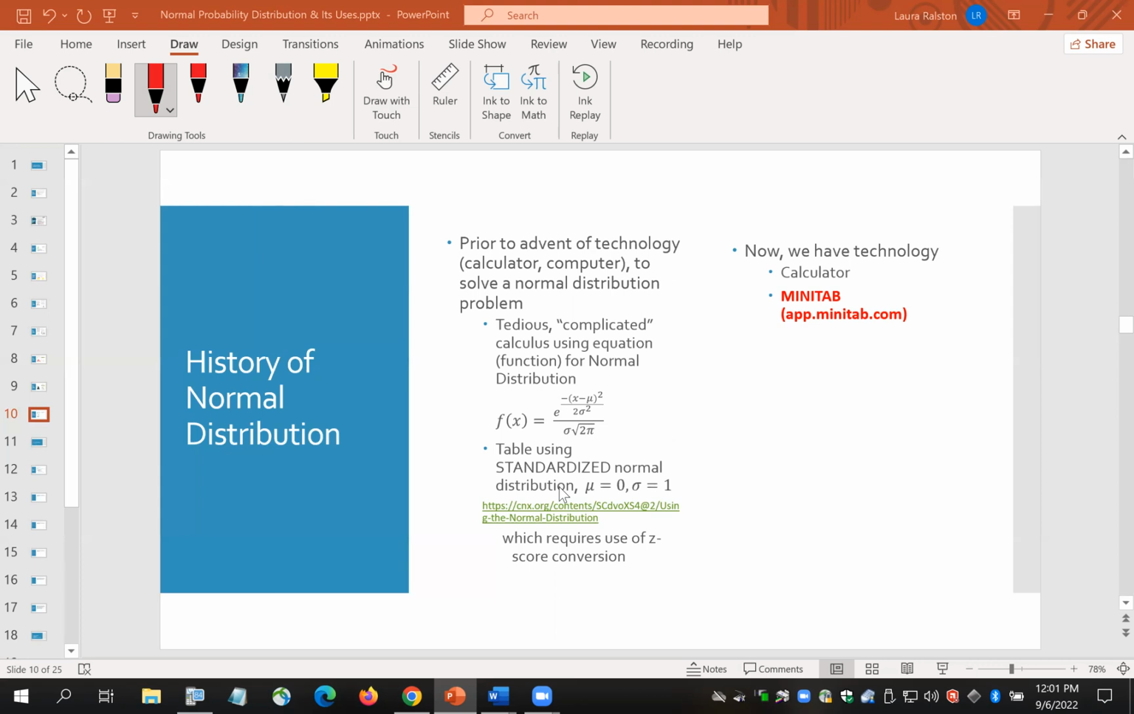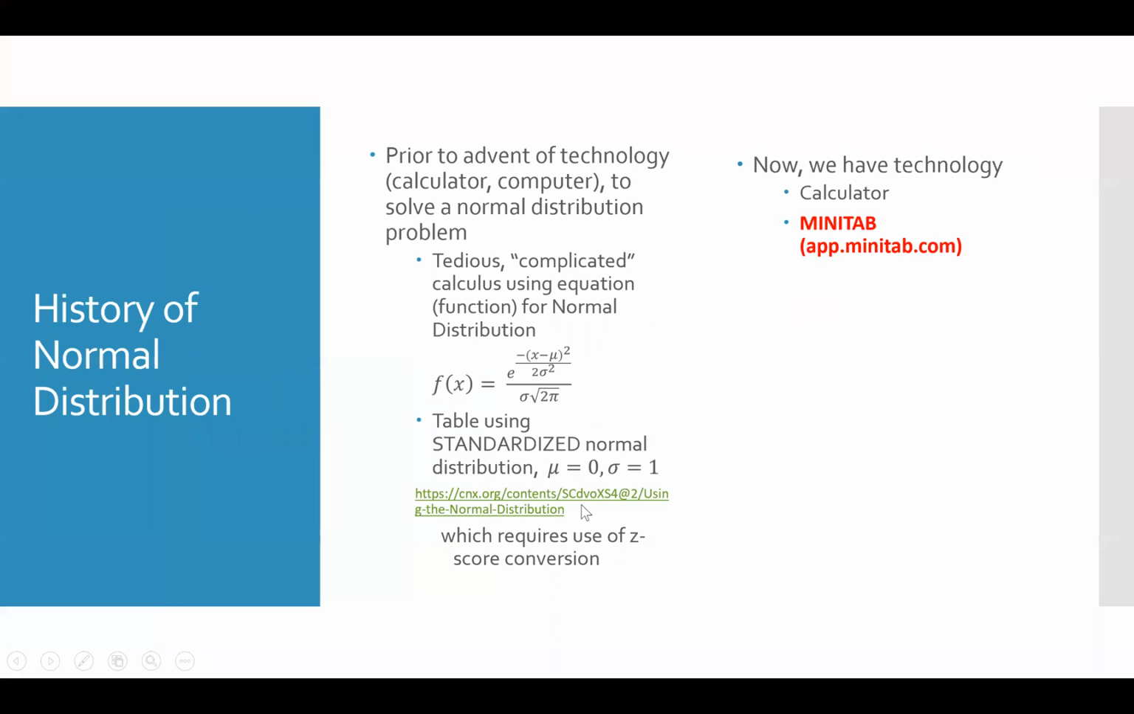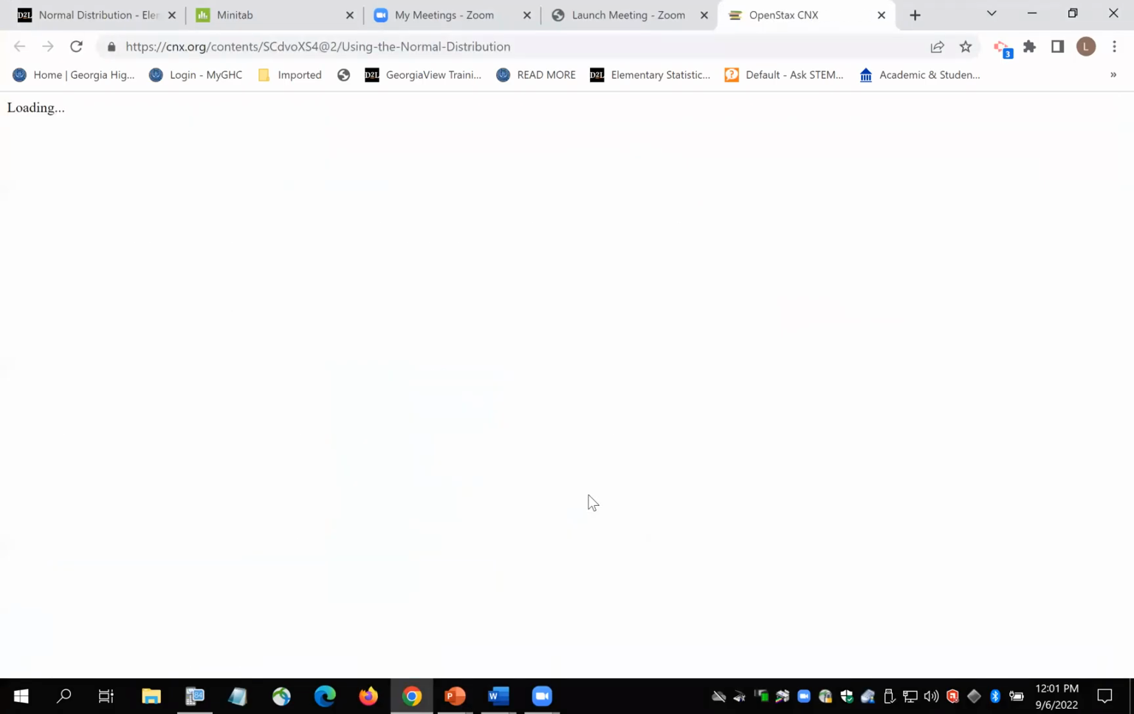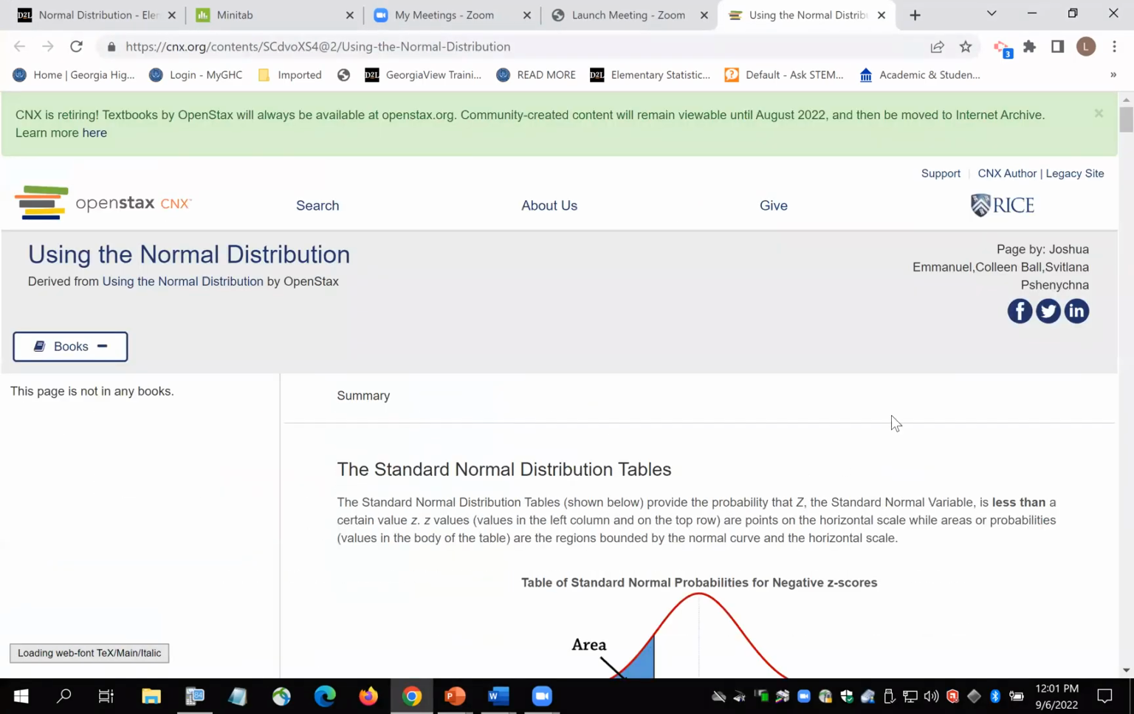And to do that, they created a table. Somebody sat and did all the calculus work, and they made this lovely little table. I'm just going to show it to you so you can say you've seen it. I don't know very many people in this day and age that actually use it.